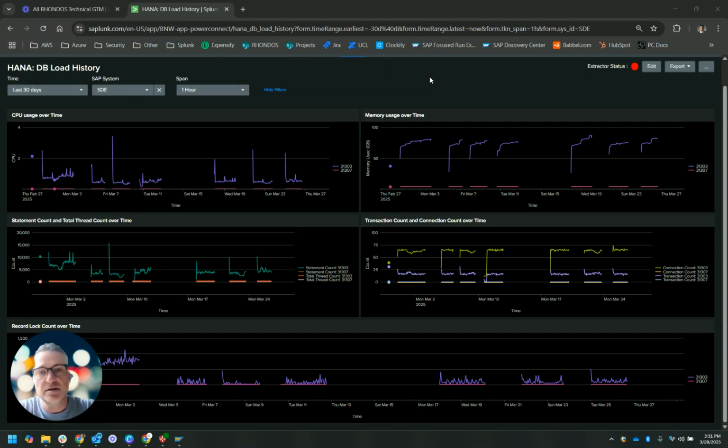I'm a sales engineer at RHONDOS, and today I'm bringing you another one of the wonderful use cases provided to you by PowerConnect and Splunk. PowerConnect is a certified SAP add-on. It gets installed directly into the NetWeaver layer and makes direct API calls via the kernel to the database layer to extract critical information for monitoring your HANA database.